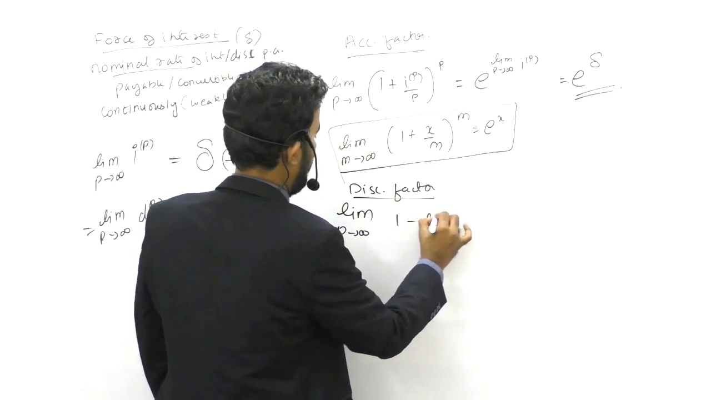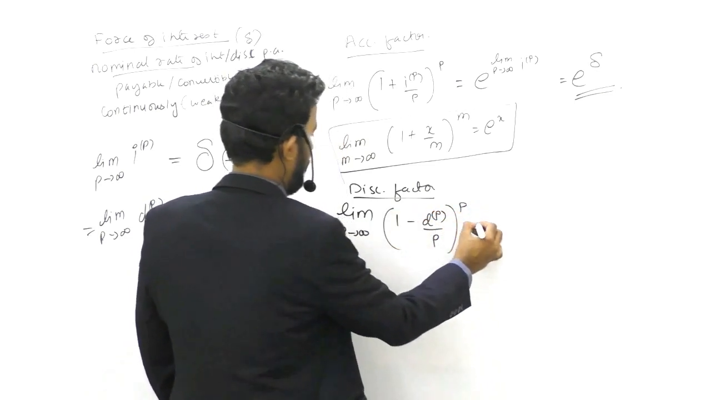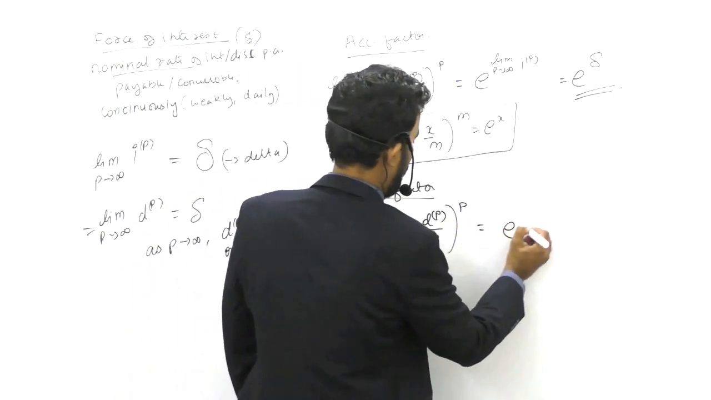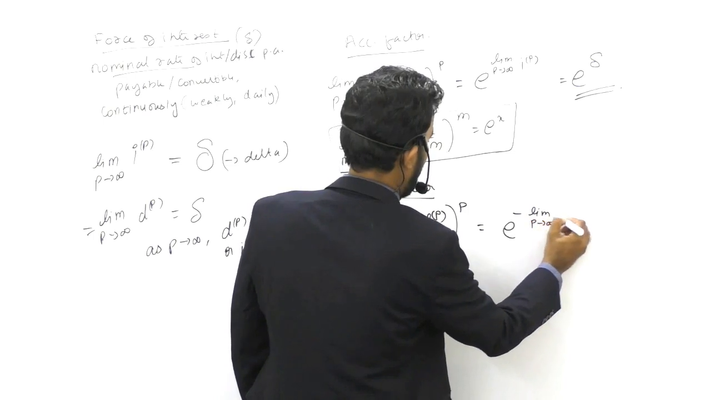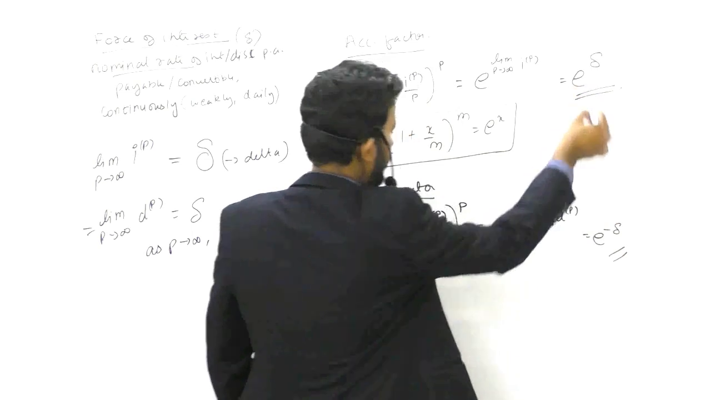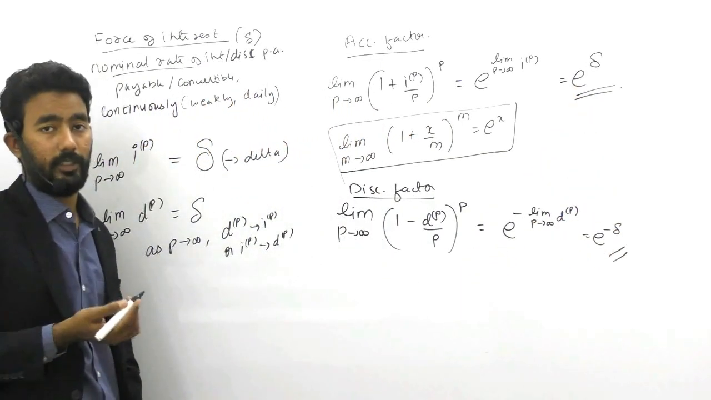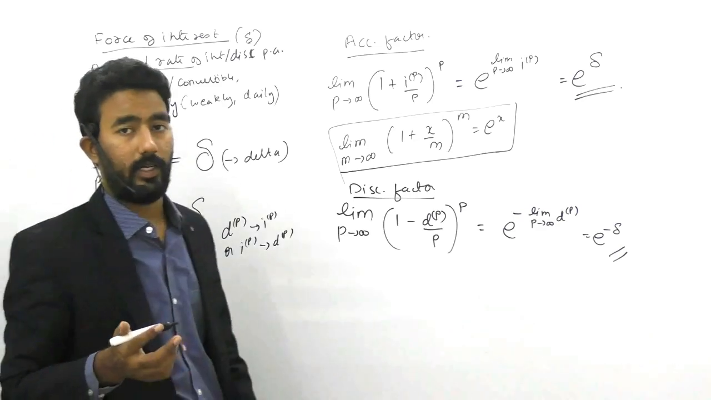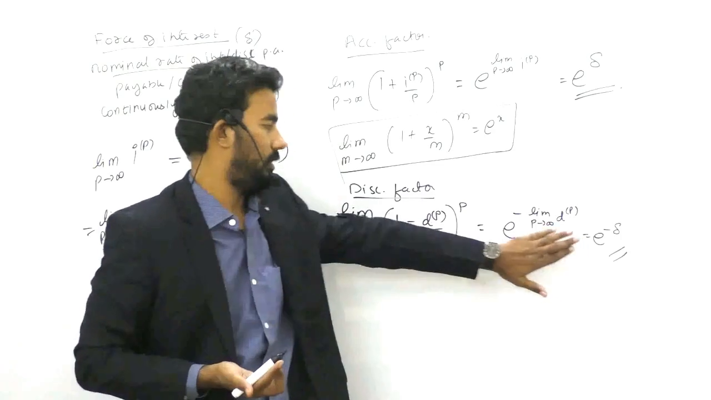1 minus dp by p raised to p becomes e raised to minus limit p tends to infinity dp, which can be written as e raised to minus infinity, and which are inverse of each other, which is also true for this case. We had mentioned at the start of the video that accumulation factors are also inverse of discount factors. So this is an accumulation, this is a discount factor, which are inverse.